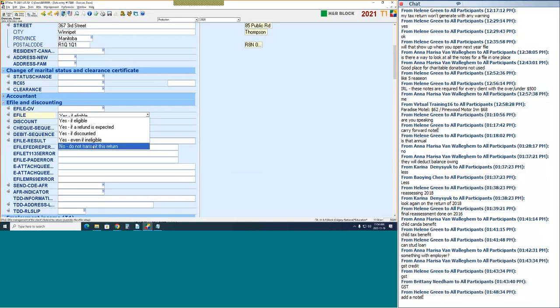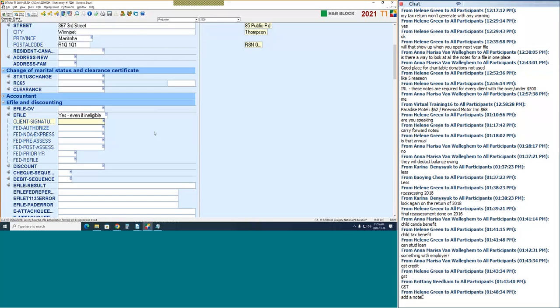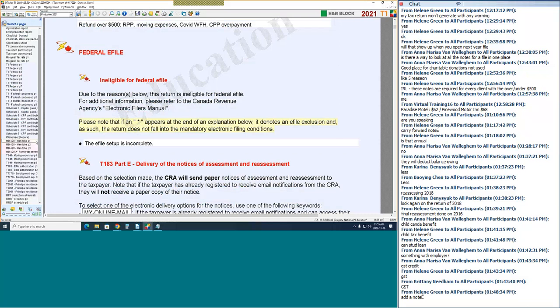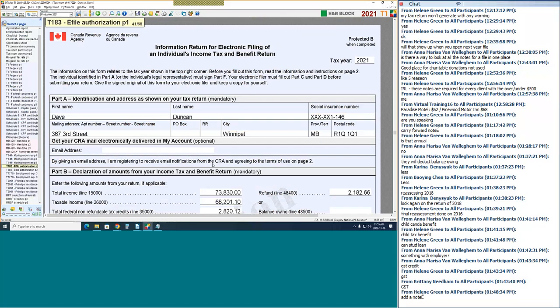And then if you want to make it a paper return and it could have been e-filed, make sure you have a good reason for doing that. You're going to say no, don't e-file it. I want it to be paper. I'm going to show you even if ineligible for now, because I want to show you what the forms look like. So if we were going to e-file this return, we would have to get a signature from the client on a form called a T-183.